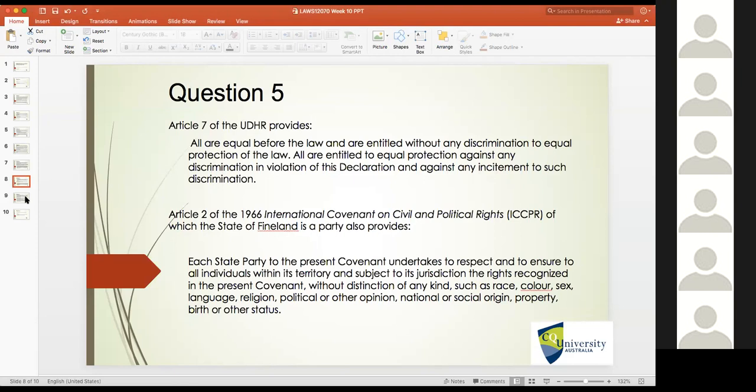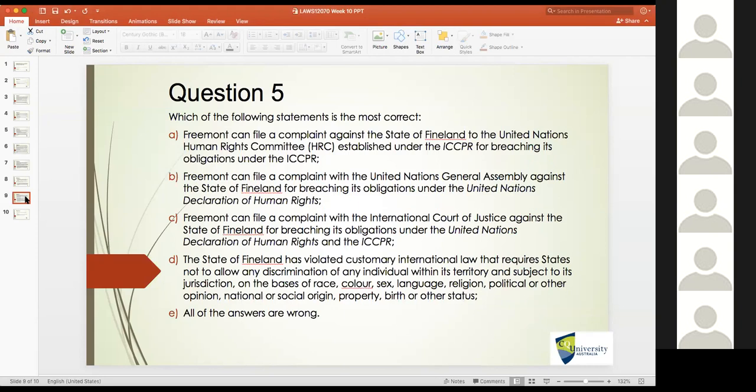We're now down to the choices of answer. All right, question five. Which of the following statements is the most correct? A, Fremont can file a complaint against the State of Fineland to the United Nations Human Rights Committee, or HRC, established under the ICCPR for breaching its obligations under the ICCPR.